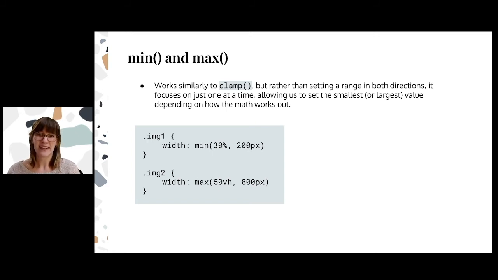In this case, we're setting the widths for two different images, one that we'd like to keep small, and one that we'd like to be large. Min will evaluate whether 200 pixels is greater or lesser than 30% of the current container, and then choose whichever value is the smallest. Max, on the other hand, will make that same comparison between 50 VH and 800 PX, and automatically go with the larger.